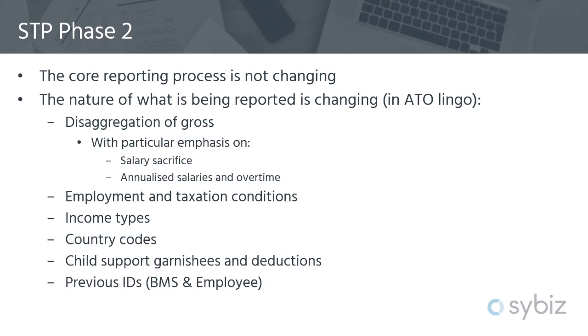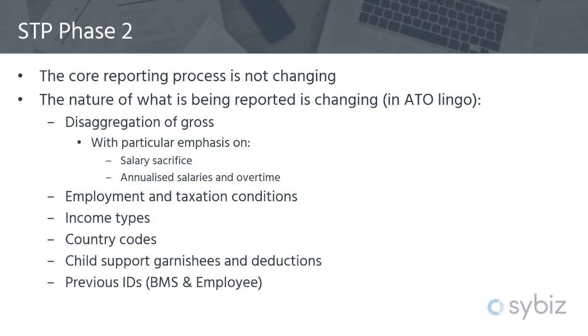So what the ATO want to do there is get you to report the nature of the employment, which is essentially whether your employees are part-time, full-time, casual, etc., and the taxation conditions. So this is a little bit more complex than just associating a tax scale with an employee. You essentially need to tell the ATO the basis on which you're taxing the employee so that they can do their own checks and balances to make sure that you are doing the correct withholding based on the nature of the employment of that individual.